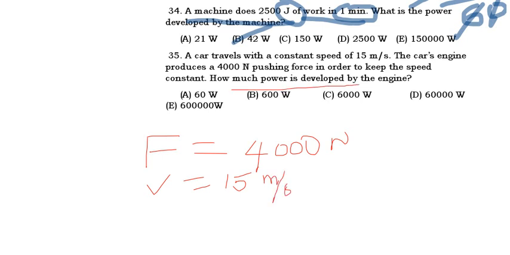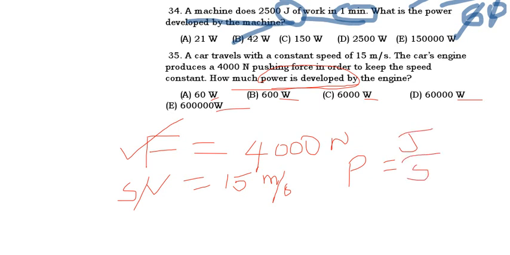If you are getting confused about what they are asking, power developed, and you are not getting this word, then go through the options. All option units are watts only. What is the unit for power? Watts. So you have to find the power only, guys. When they are giving the power and speed or velocity, power is joule per second, always work done by time only.